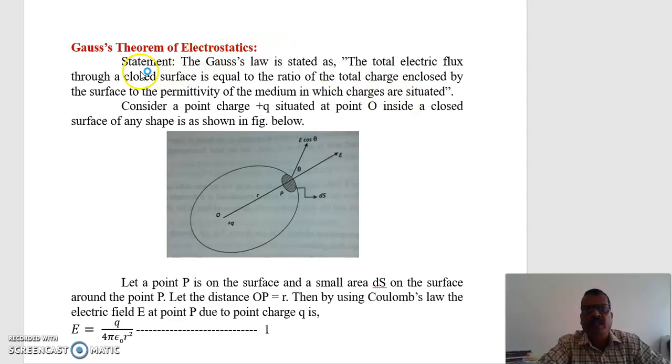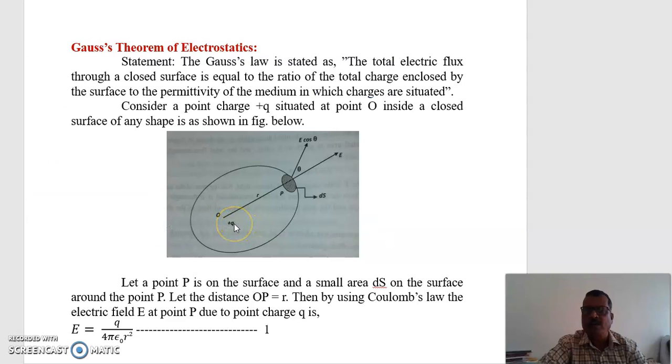Also, in another way, this theorem can be stated as: the total electric flux through a closed surface is equal to 1 upon epsilon 0 times the total charge enclosed by that surface, where epsilon 0 is the permittivity of free space or of that medium. Okay.